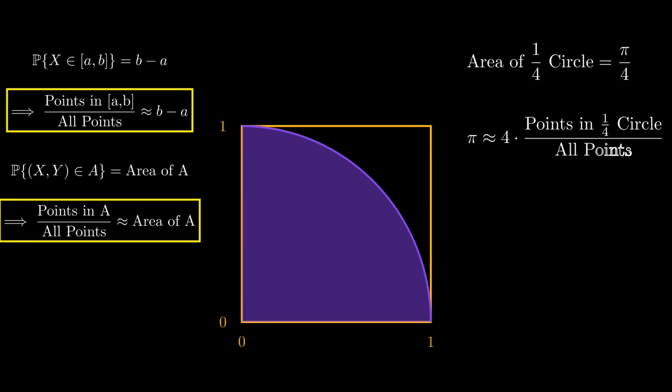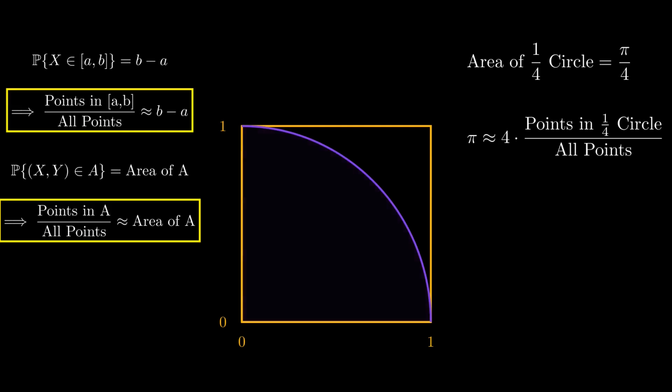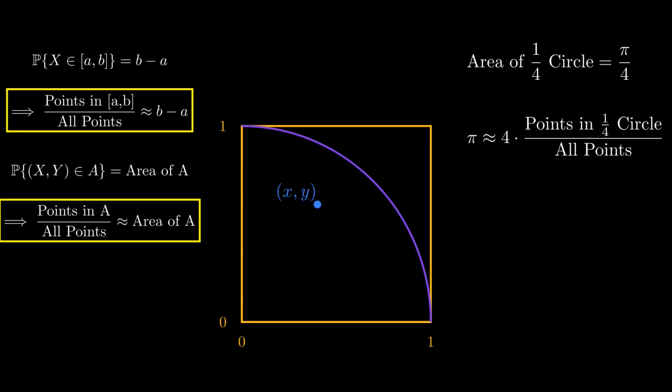But wait, how do we actually know that one of our random points did land inside the circle? To figure this out, let's denote our random point by the tuple (x, y) and recall the Pythagorean theorem. We know that the square root of x squared plus y squared is equal to the distance of our random point to the center of the circle. Therefore, if this distance is smaller than the radius, which is simply 1 here, the point does lie inside the circle, and otherwise it lies outside.